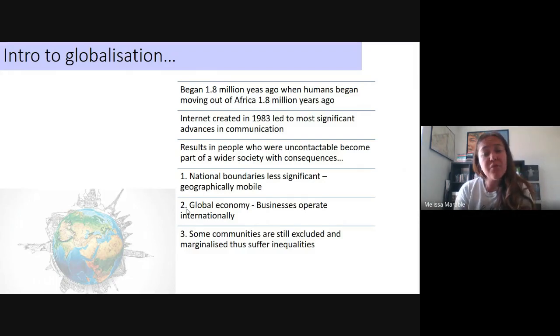And number 3, some communities, unfortunately, are still excluded and marginalised and therefore are suffering inequalities. This might be because they do not have the internet connections that we have.